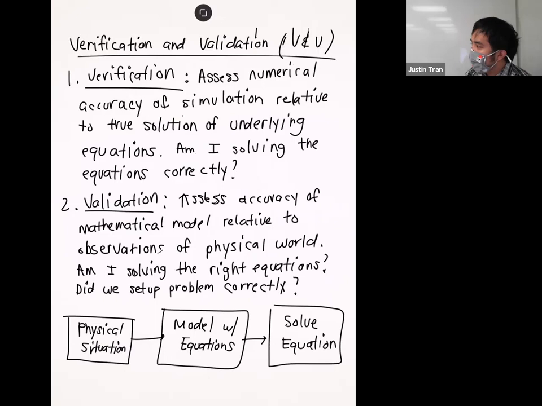Where V and V fits in is in the two arrows here. With validation, what you're asking yourself is, did I do this step correctly? Because there are a lot of different ways you can do that step incorrectly. And then verification checks this step.